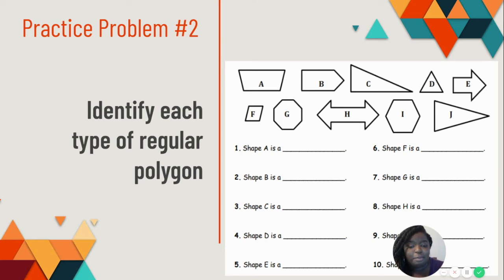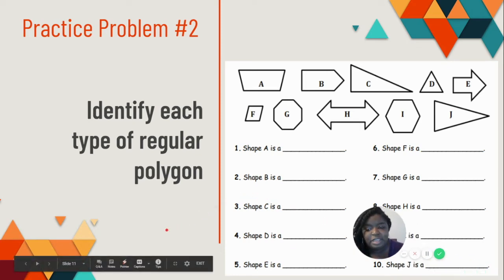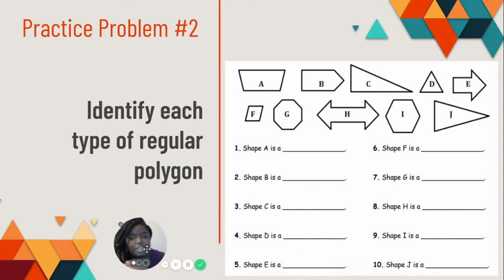And then practice problem number 2. Here we have 10 various different shapes. And what you're going to do here is identify what kind of shape it is. Is it a regular polygon? Is it a triangle? Is it a trapezoid? Is it a pentagon? And then what we'll do is we will come back with these solutions.